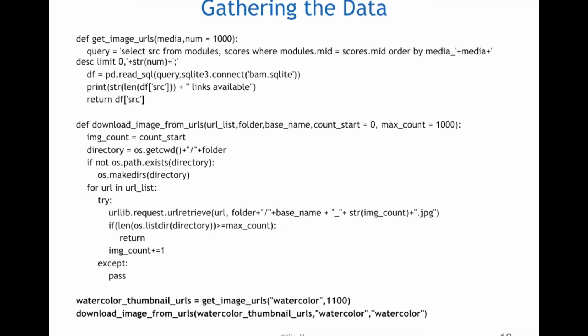Below that, I'm executing the download image from URLs function, and I'm passing it the watercolor thumbnail URLs list. The other two parameters mean I am saving the images to a folder named watercolor, and each of the images is going to have a base name of watercolor and a number after it.